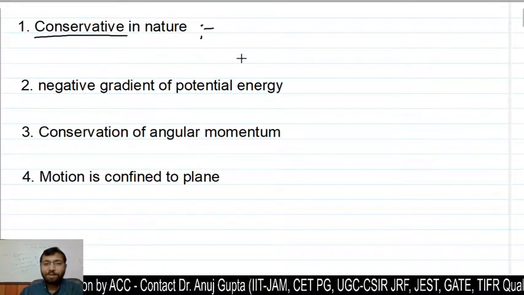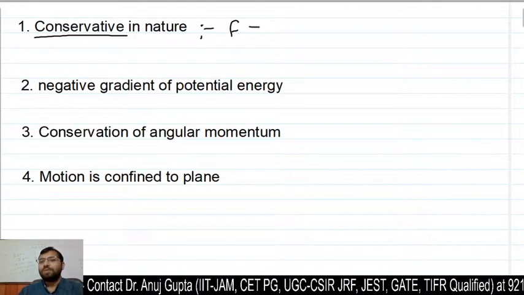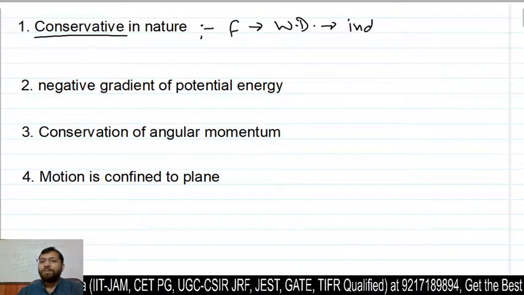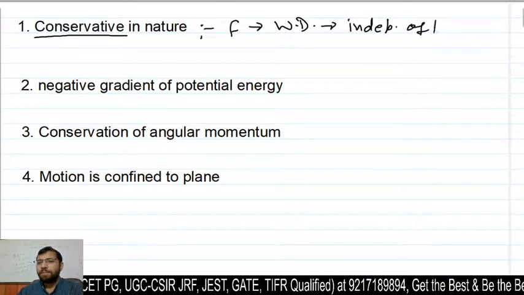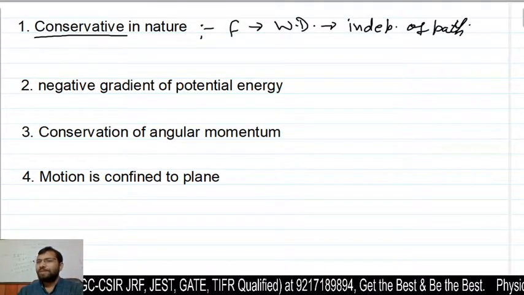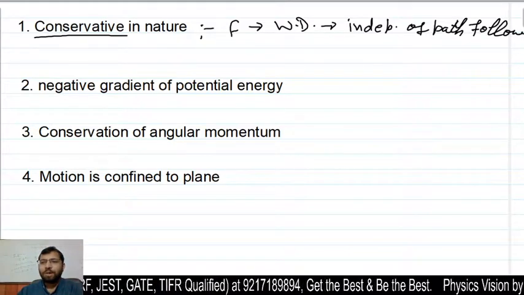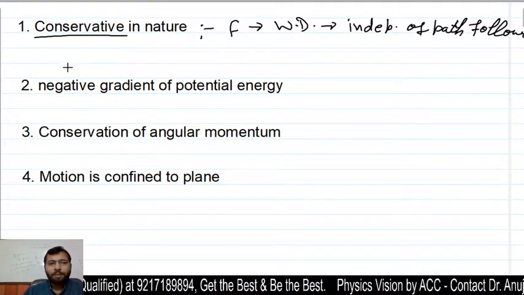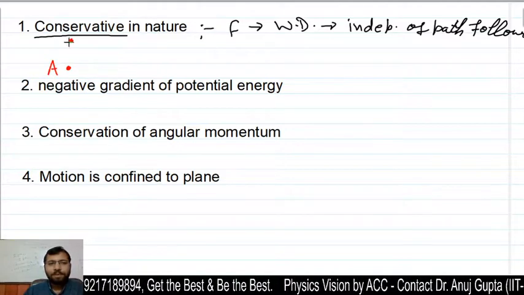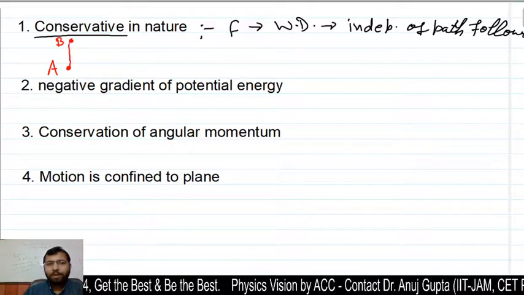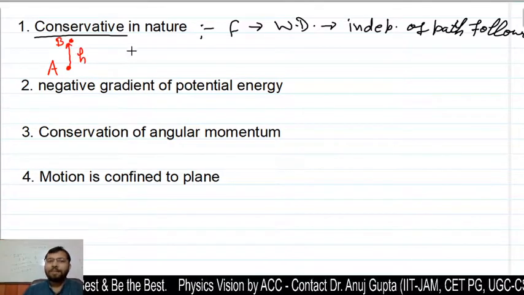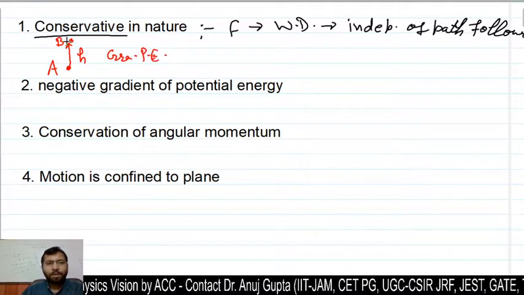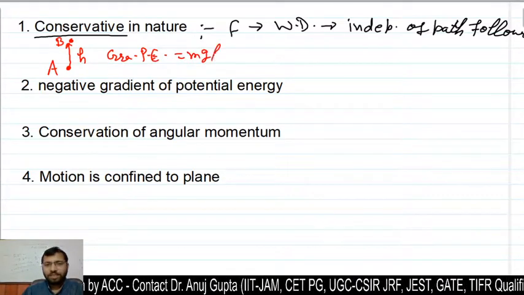Conservative means, what do you mean by conservative? Conservative forces are those forces where the work done by these forces is independent of the path followed. Okay, you have read it in lower classes, in +1 also. There was a simple article where you take a point A, a point B, and go straight up from A to B, through some height h. So the gravitational potential energy from A to B was equal to mgh.